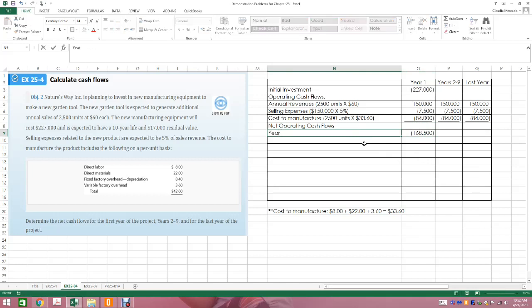This is for year one. Oh, sorry, this is my total for year one. This is my total for years 2 through 9. So my cash flows would be the sum of everything that happened here, which would be $58,500. And then my total for the last year.